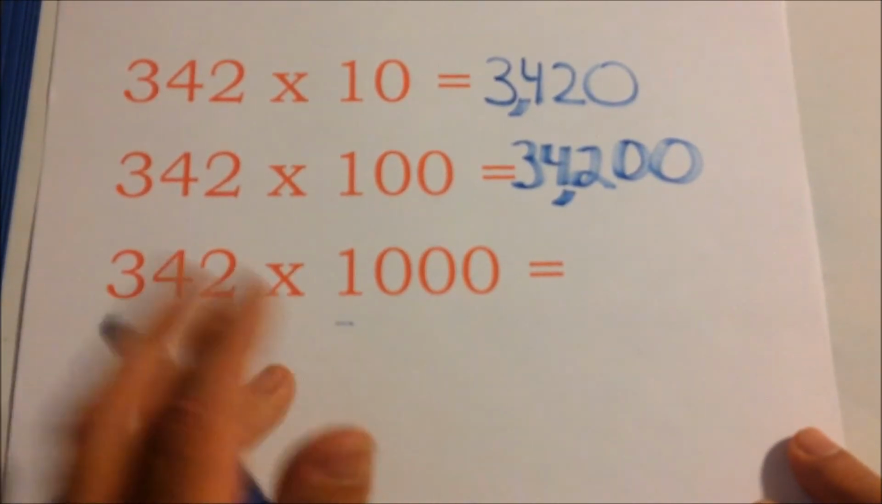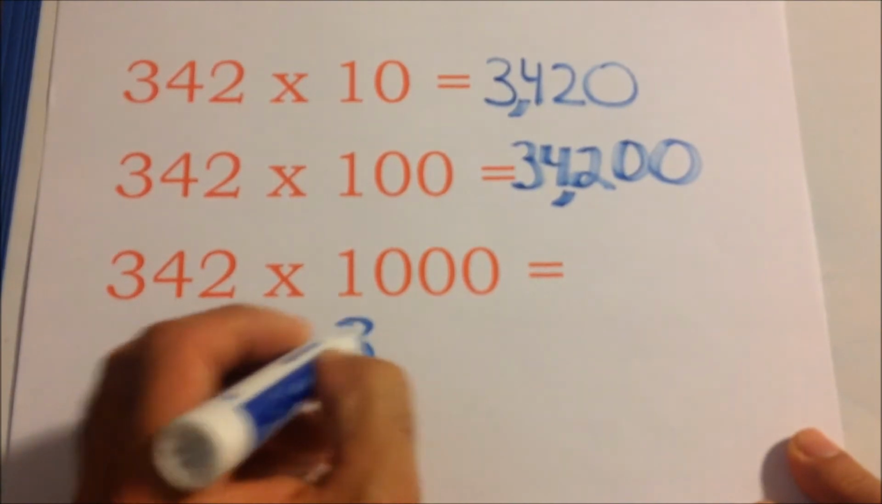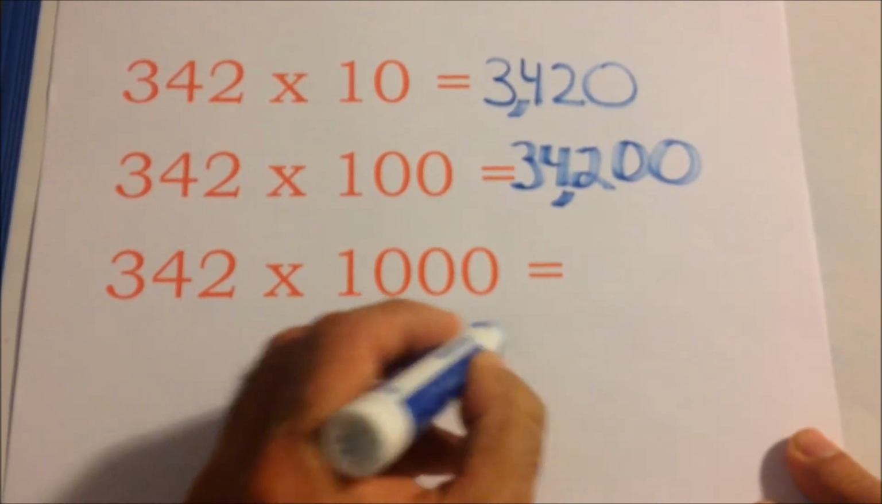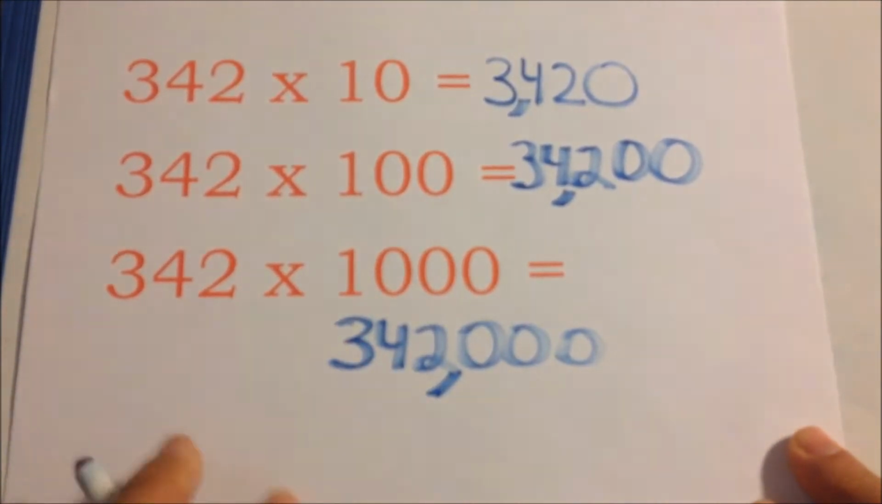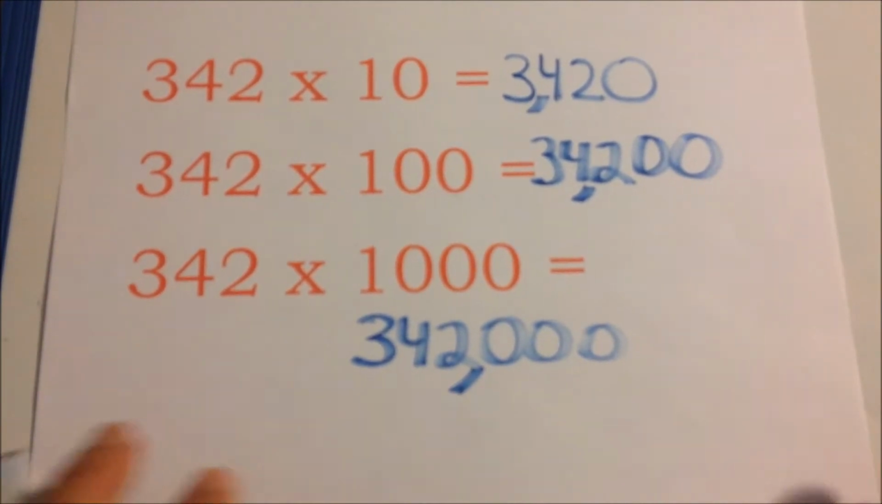And how many zeros here? 3. Right? We'll write it here. So we have, write the number 342 and just add 3 zeros. So that's how we can multiply with powers of 10.